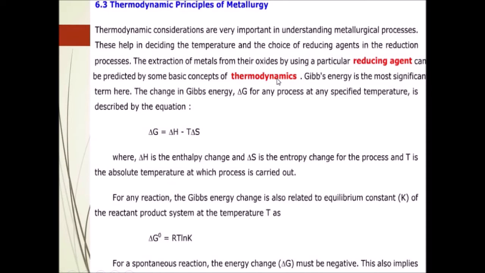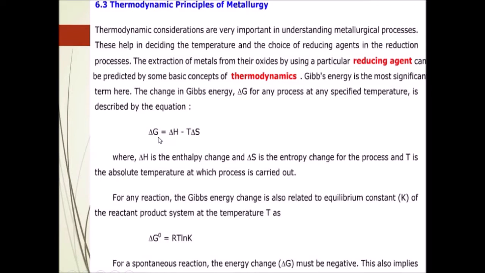thermodynamics. That is, based on your Gibbs free energy, entropy and enthalpy along with the temperature, we can predict the better reducing agent. It is given by the equation delta G is equal to delta H minus T delta S, where delta H is the enthalpy change, delta S is the entropy change for the process, and T is the absolute temperature at which the process is carried out.